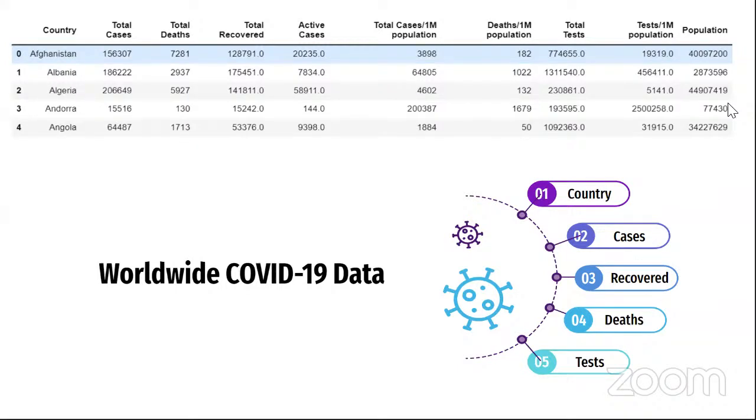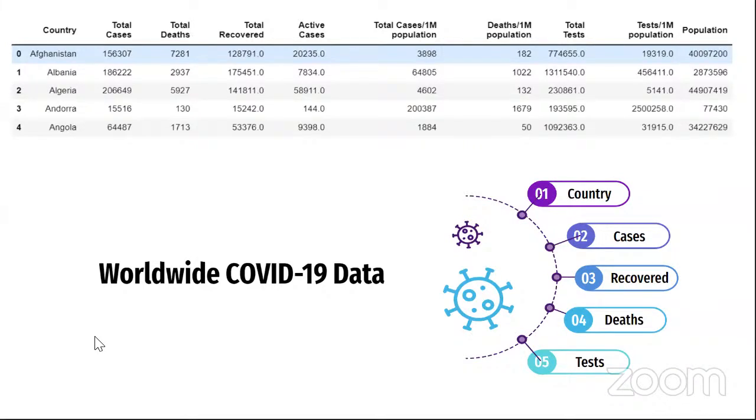As shown here, this is a sample of our data. So we have the country, cases, deaths, recovered, active cases, and then also the tests that have been made in each of these countries. So when looking at our data, it was hard for us to figure out what we wanted to do with the data, what our problem was.